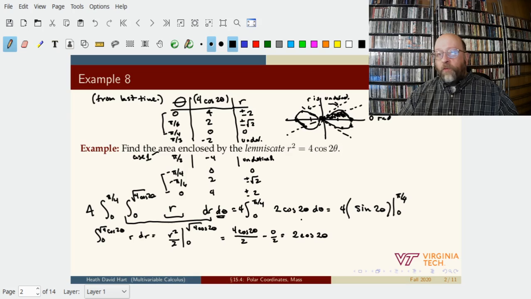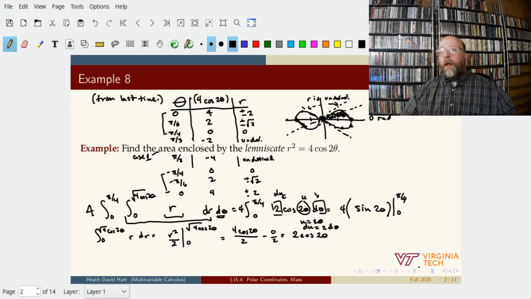This we do by using u substitution. u is equal to 2 theta, and du is equal to 2 d theta. So this part becomes u. This part becomes du. And we could have left this in the form of sine u, but our bounds would have changed. I changed it back to sine 2 theta and left the original bounds.